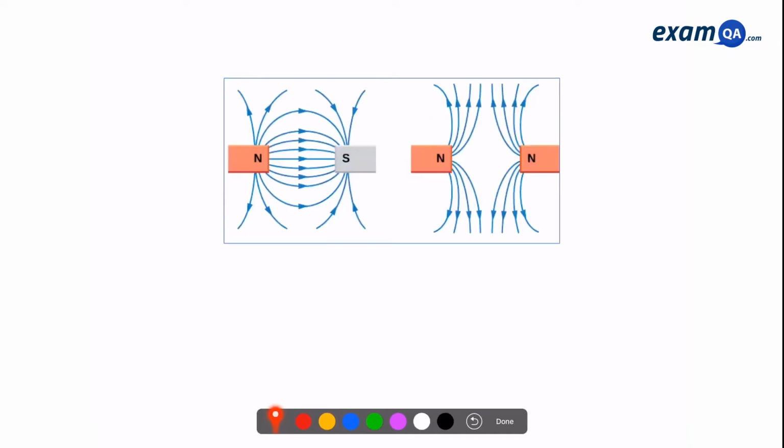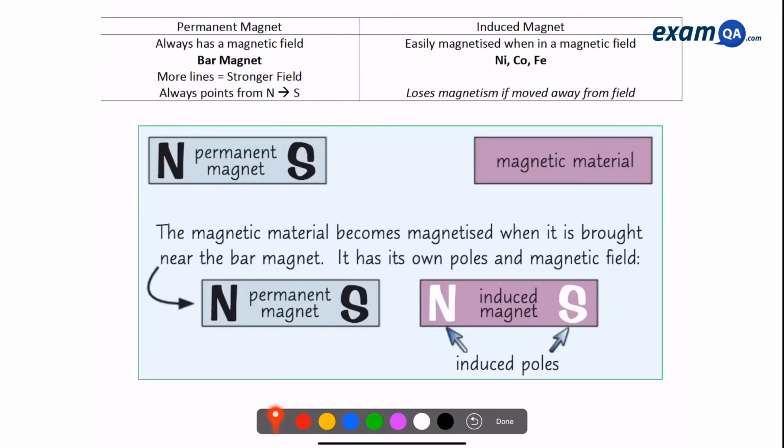Now, if you have a North Pole and a South Pole next to each other, it goes from north to south, and you can see here they'll attract. But if you have two North Poles or two South Poles, they will repel, and the diagram will look like this.